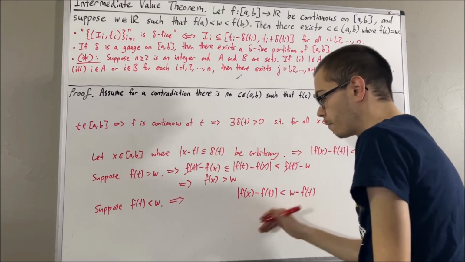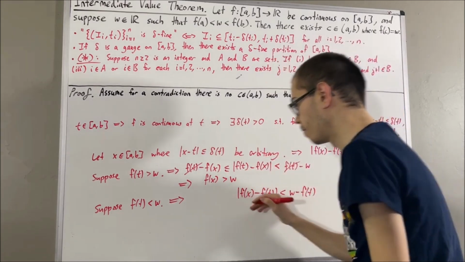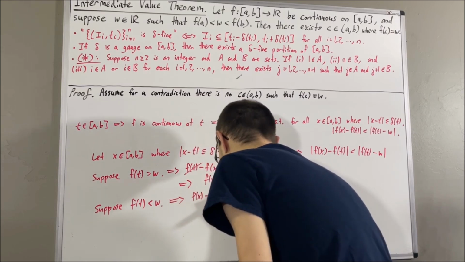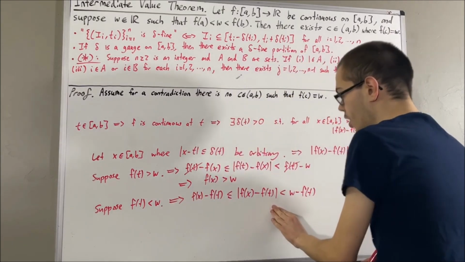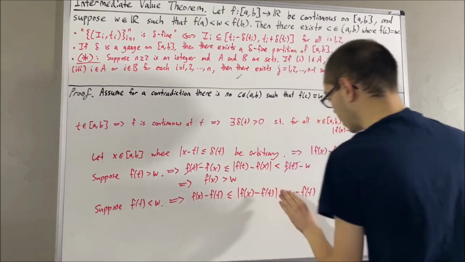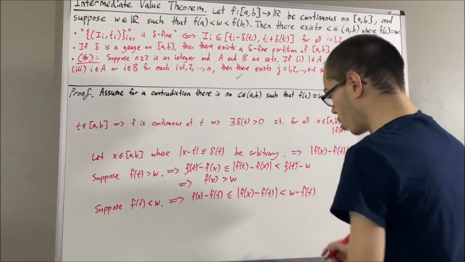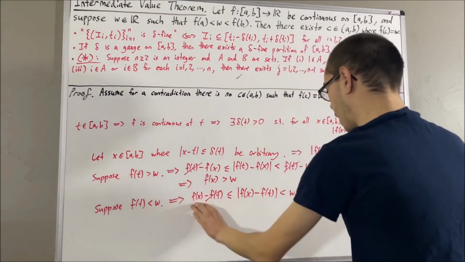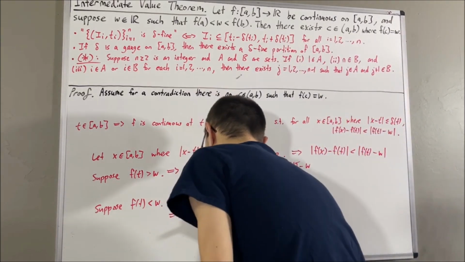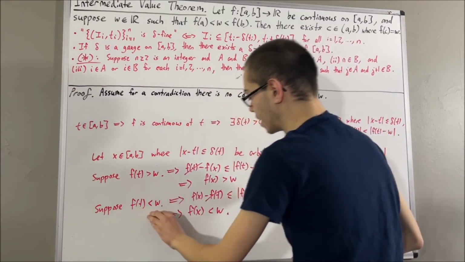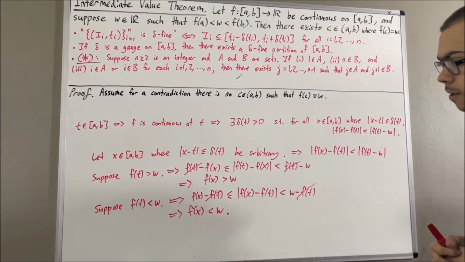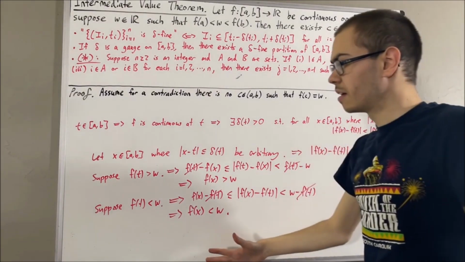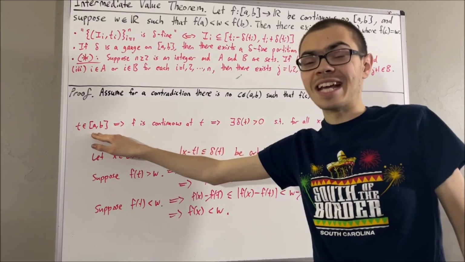But remember, every real number is less than or equal to its absolute value. So in particular, f of x minus f of t is less than or equal to its absolute value. So this shows f of x minus f of t is less than w minus f of t. So adding f of t on both sides, these go away, so we're left with f of x is less than w. And so this shows if f of t is less than w, then f of x is less than w.